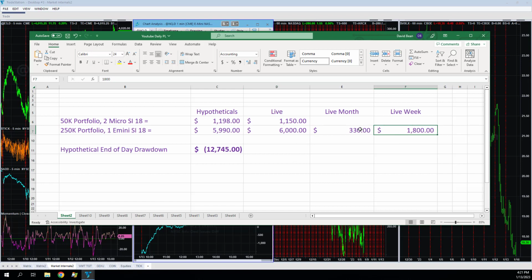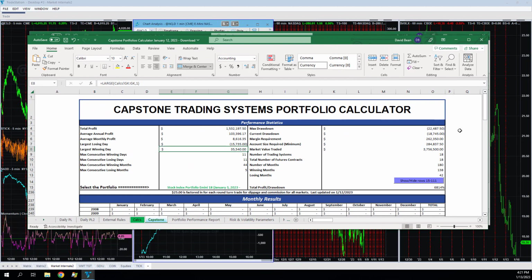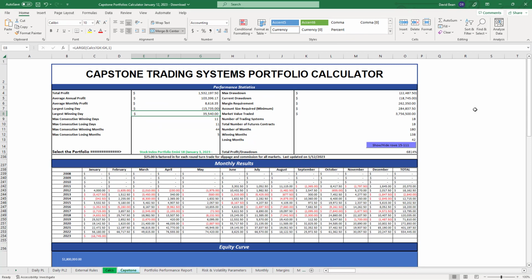Good to end up on the week and up on the month in spite of this massive noise in the market. And let's go over the trades on the day as well as the market. The hypothetical drawdown is minus 12,745. Here's a portfolio calculator. I've updated it on the website through yesterday.